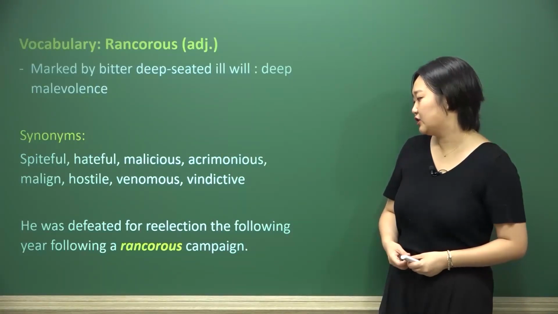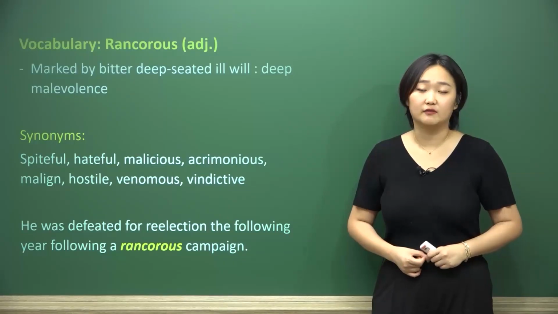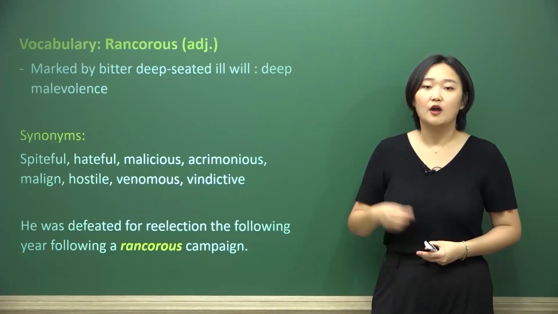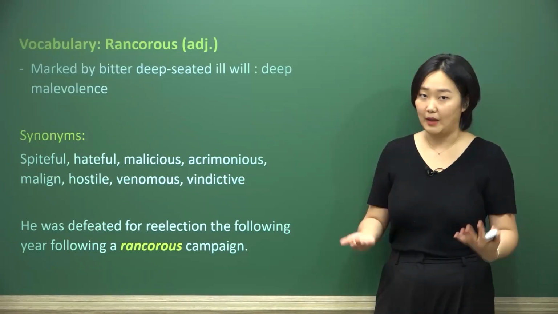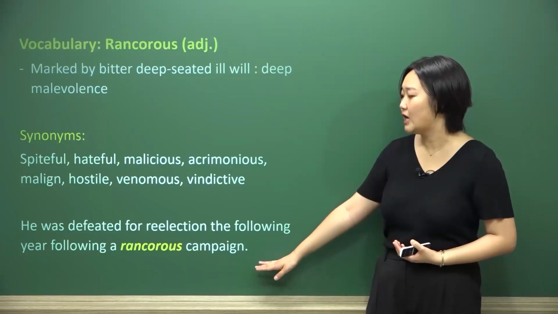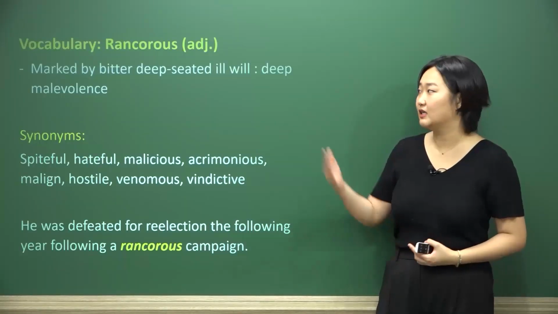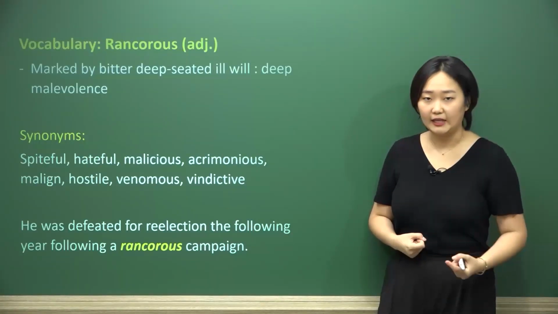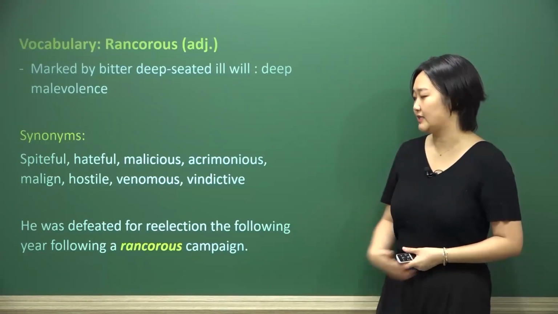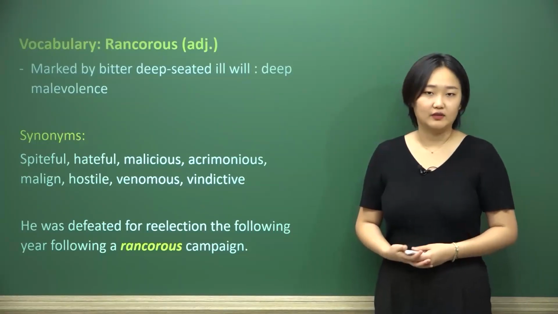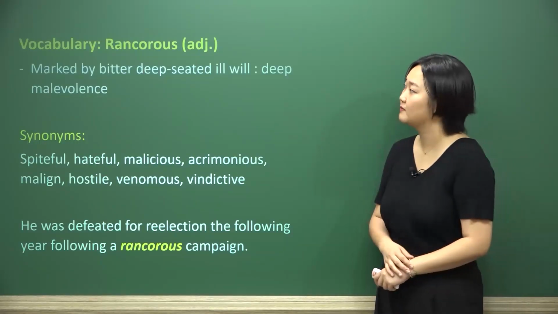He was defeated for re-election the following year following a rancorous campaign. And so this campaign itself was not a very positive one. It wasn't talking about all the good things he could do. Rather, it was talking more about all the negative things that somebody else has done, which should perhaps make them look better than the other candidate. And so here, a rancorous campaign, a very negative one, one that would have a lot of bitter, deep-seated ill will, some kind of deep malevolence and hatred and anger and vitriol, some kind of spitefulness, some kind of hatefulness included in this campaign. And so it makes a lot of sense, I would say. Oftentimes negativity doesn't make for a good campaigning structure. I would say positivity usually works best.